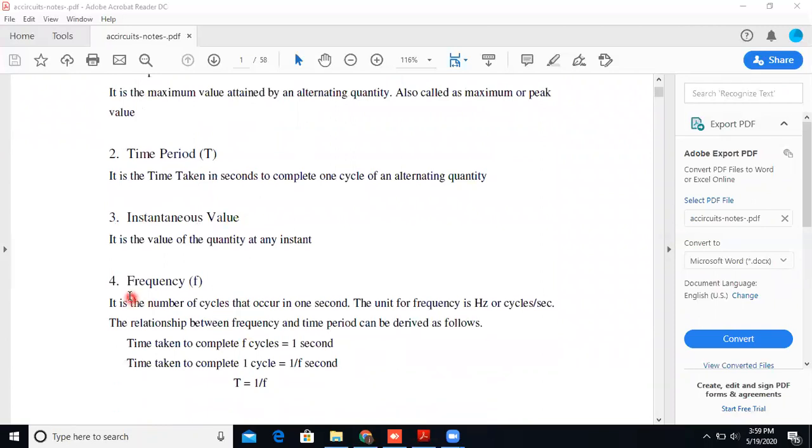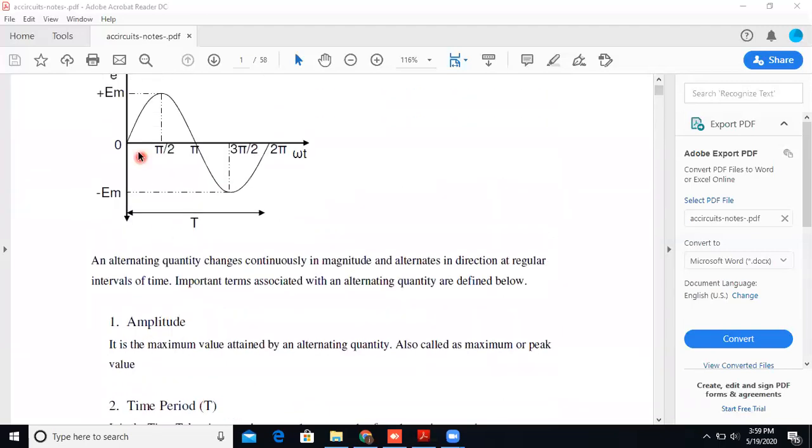Okay. Next is frequency. It is the number of cycles that occur in 1 second. The unit for frequency is hertz, or cycles per second, number of cycles per second. See here, a cycle is a combination of half cycles, positive half cycle and negative half cycle. So how many cycles will occur in 1 second? That represents the frequency.